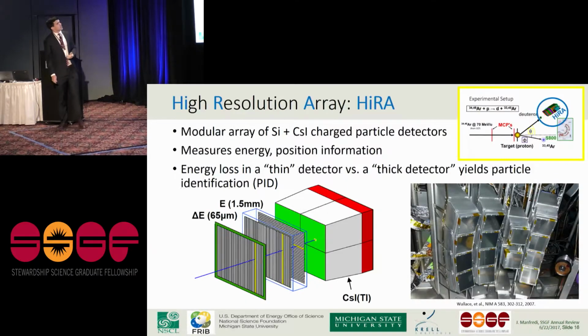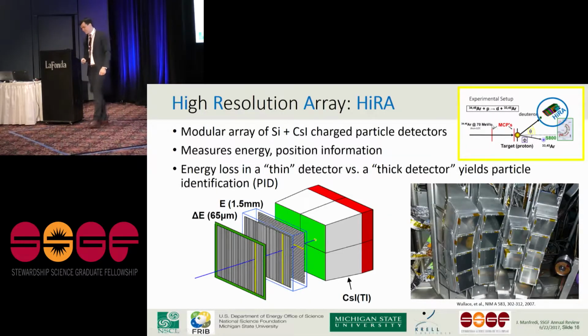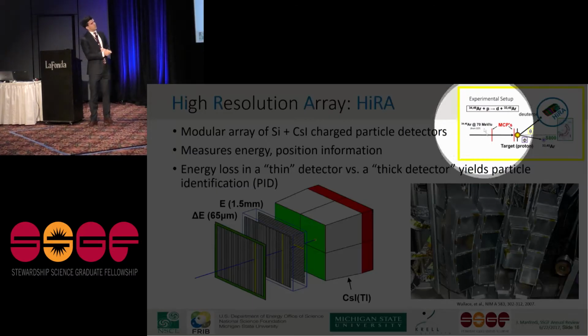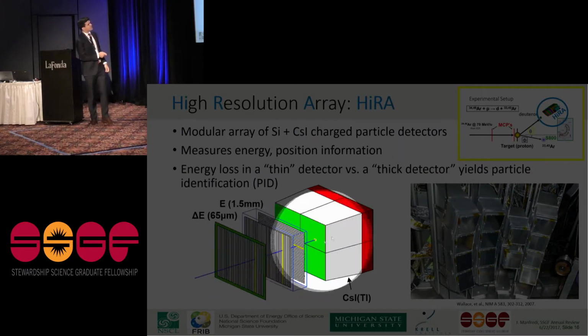So lastly, I want to talk about the high-resolution array, which is, again, for detecting the deuterons. It's an array of silicon and cesium iodide charged particle detectors. Here's a picture of how it was arranged during the experiment. Although it's a modular detector, you can arrange it however you want, depending on your needs. And each of these metal boxes, or what we call telescopes, inside has several different radiation detectors.